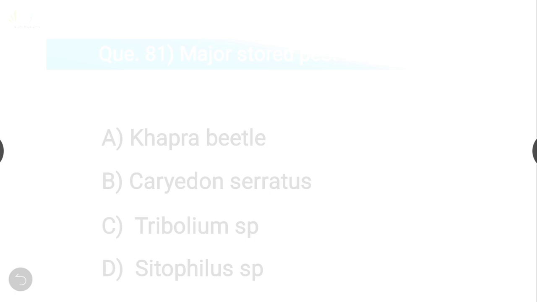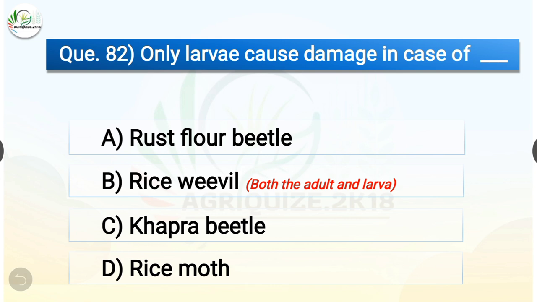Question number 82. Only larva cause damage in case of dash. The options are rust flour beetle, rice weevil, khapra beetle or rice moth. The correct answer is option C, khapra beetle. So only the larva causes damage in case of khapra beetle, whereas in case of rice weevil, both the adult and larva cause damage.